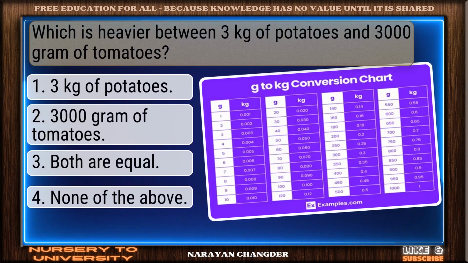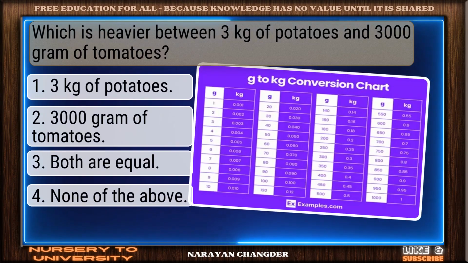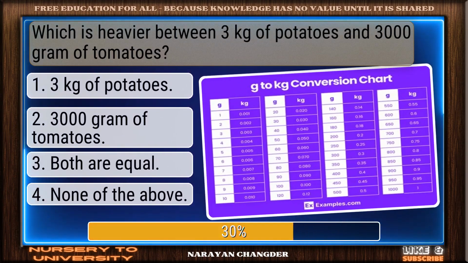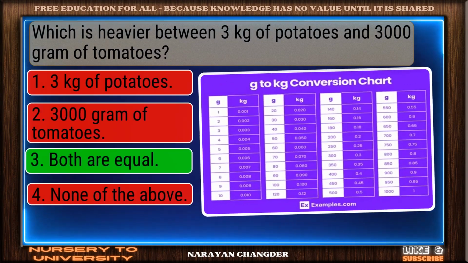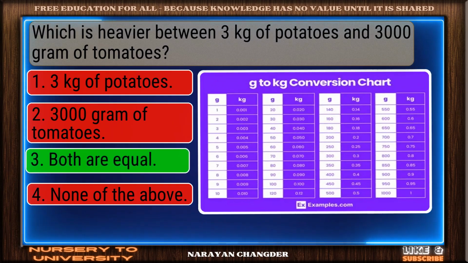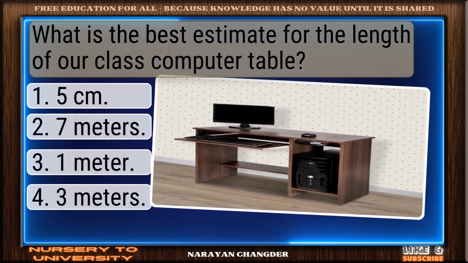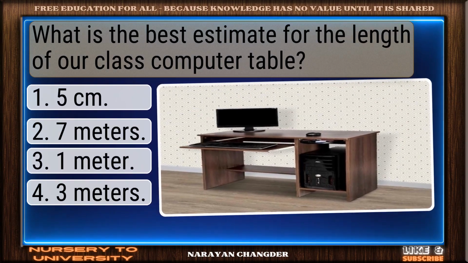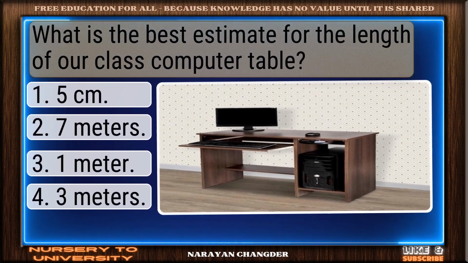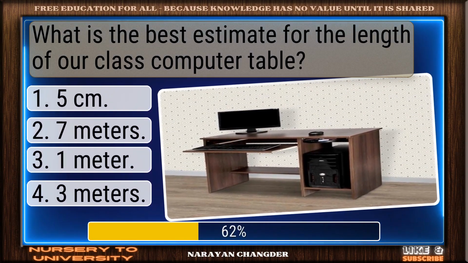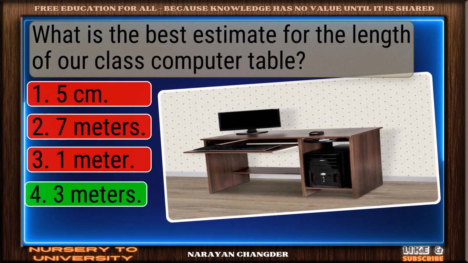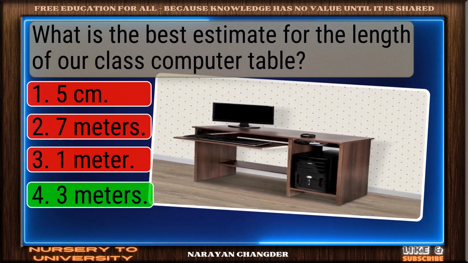Which is heavier between 3 kg of potatoes and 3,000 gram of tomatoes? Right choice. Both are equal is the best answer. What is the best estimate for the length of our class computer table? Well reasoned. 3 meters is the correct choice.